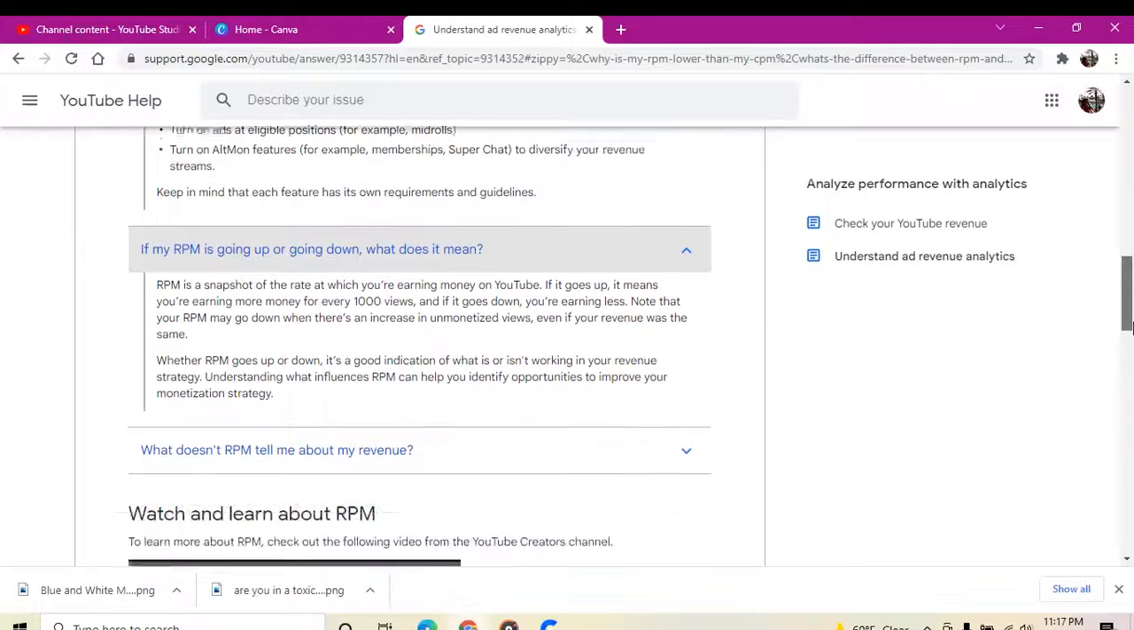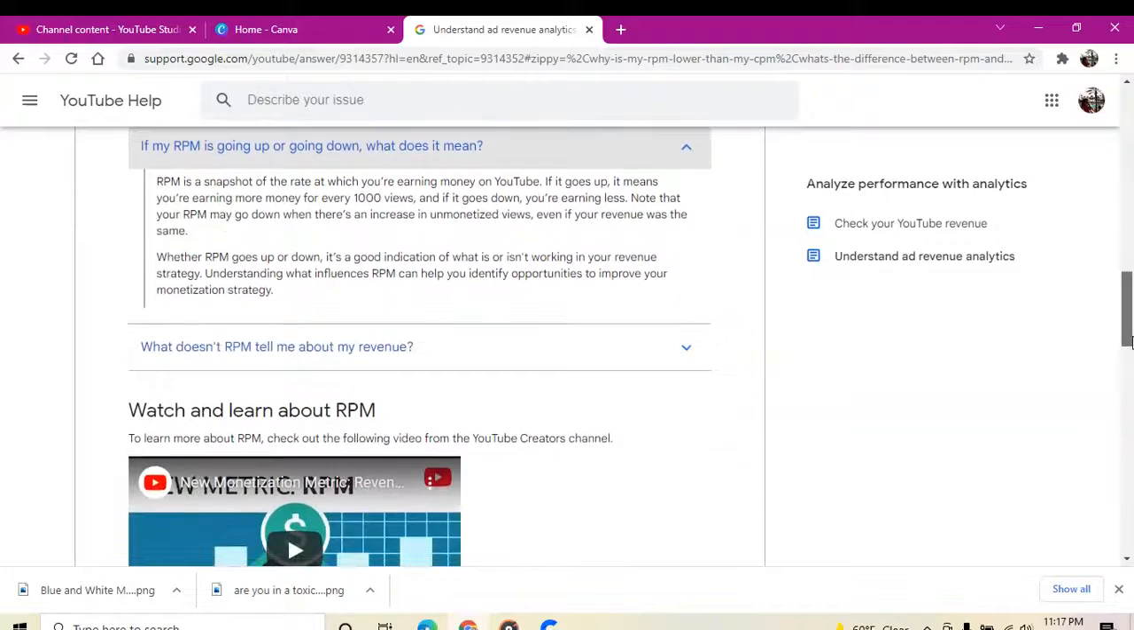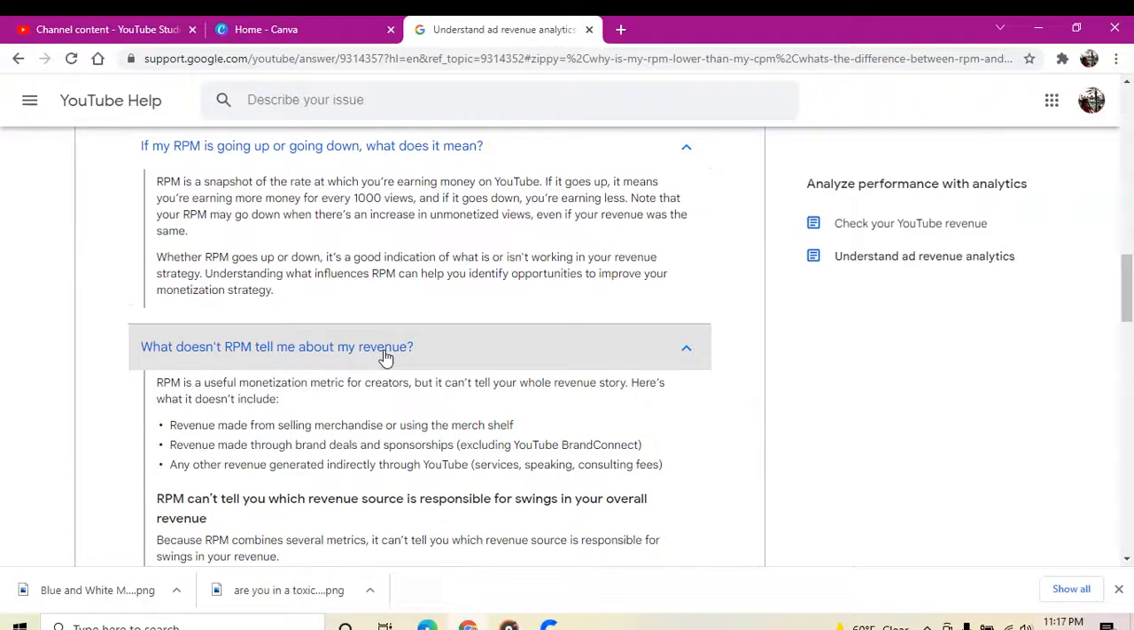So, what does RPM tell me about my revenue? It's a useful monetization metric for creators, but it can't tell your whole revenue story. Here's what it doesn't include: revenue made from selling merchandise or using the merch shelf, revenue made through brand deals and sponsorships, excluding YouTube BrandConnect, and other revenue generated indirectly through YouTube, such as services, speaking, and consulting fees.